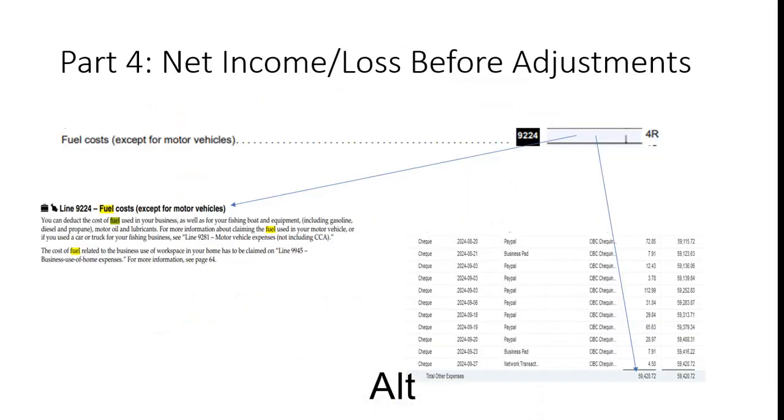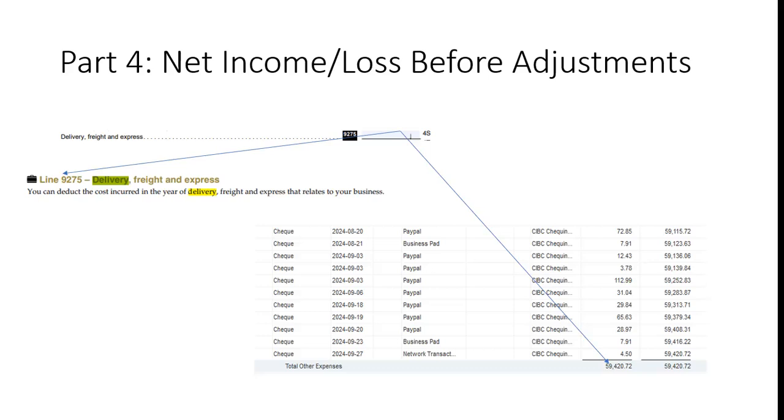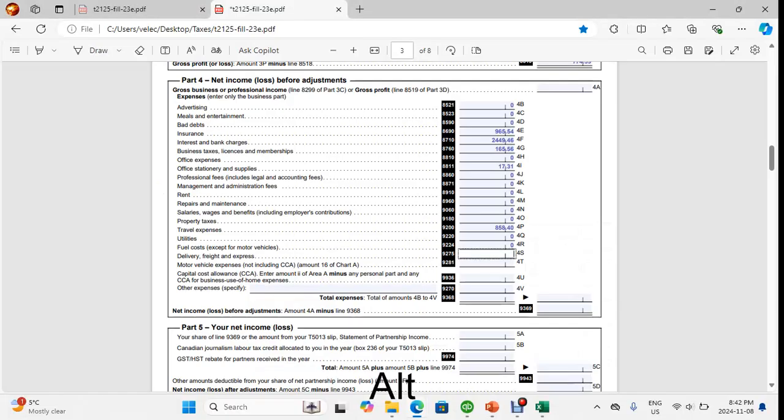Delivery, freight, and express. This is for delivery and shipping, so things like materials, supplies, renovation materials. Any money that you might have paid for delivery, freight, and express. In this example, this will be 0.